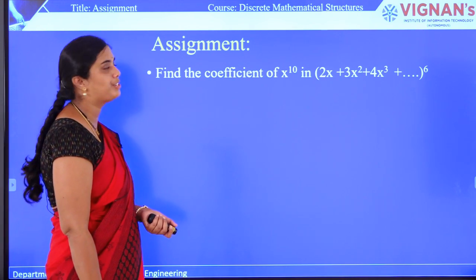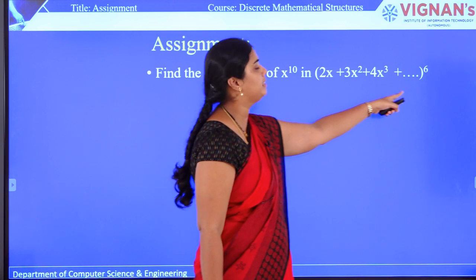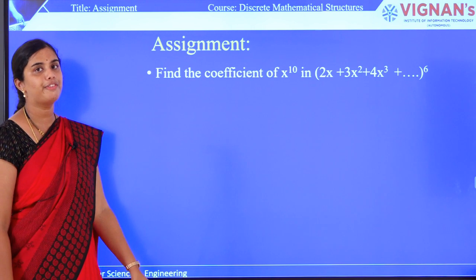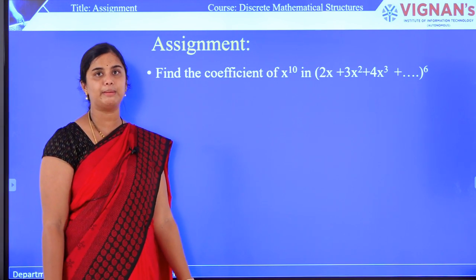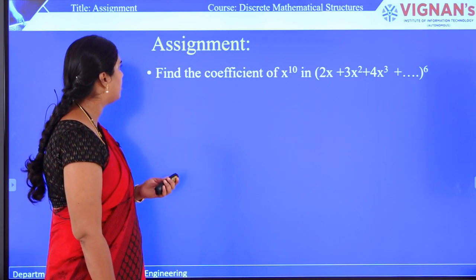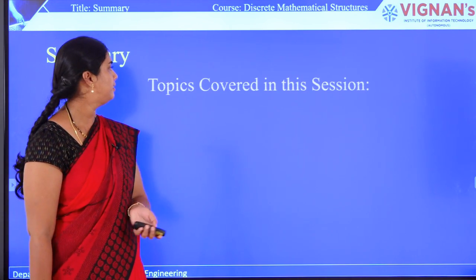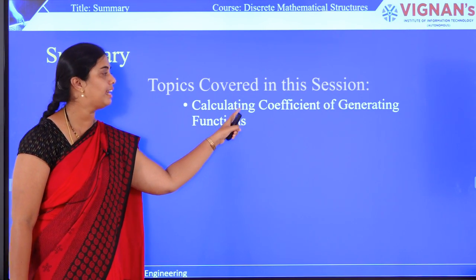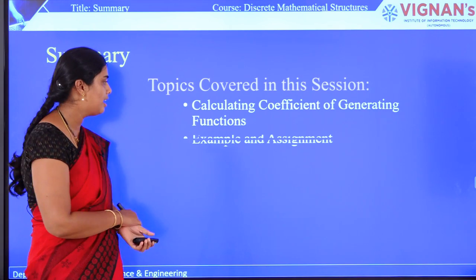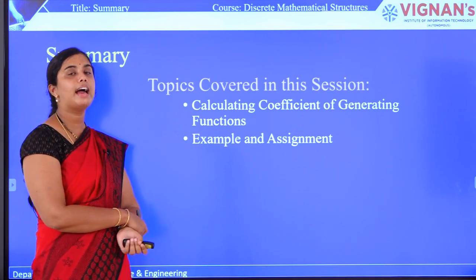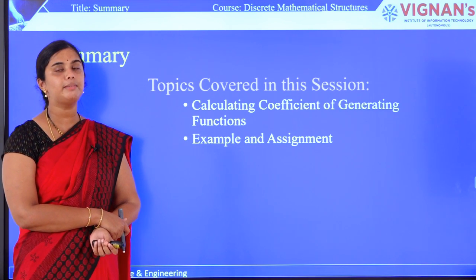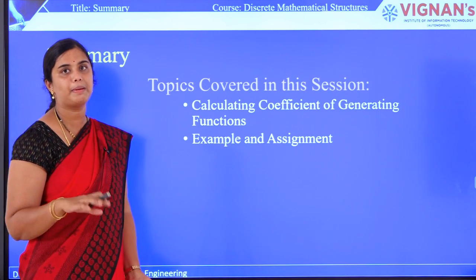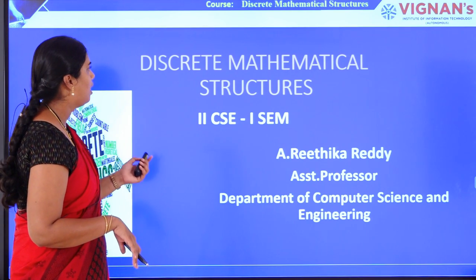And this is the assignment question for you. I have given a term in this way and the entire term is raised to the power of 6. You are asked to find the coefficient of x power 10, very similar to our problem. So try to solve this one. Okay. In this session you have learned how to calculate the coefficient of generating functions, and you have seen an example and an assignment question. Very, very important, because if you learn the process of calculating coefficients, then solving in exams will be very easy for you. Okay. Thank you.